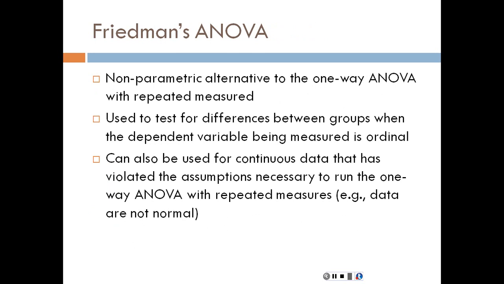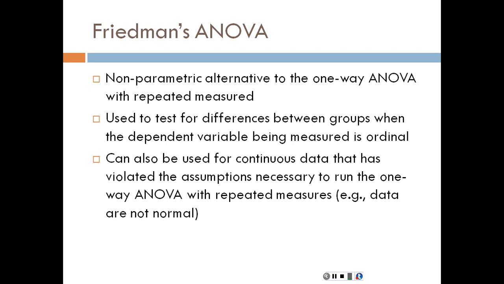And the final non-parametric test that I would like to discuss is the Friedman's ANOVA test. Now, this is the non-parametric alternative to the one-way ANOVA with repeated measures. Sorry about the typo. It should be repeated measures.